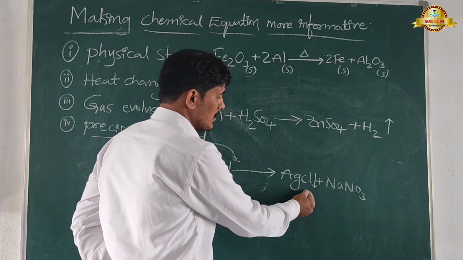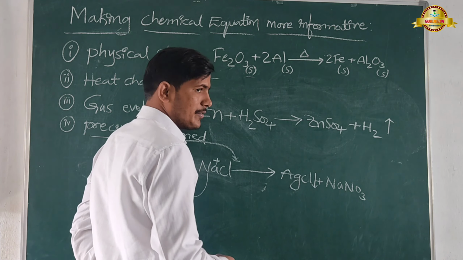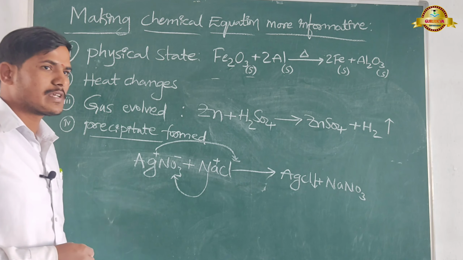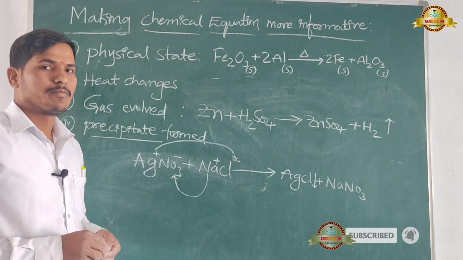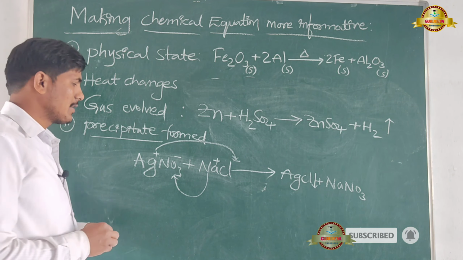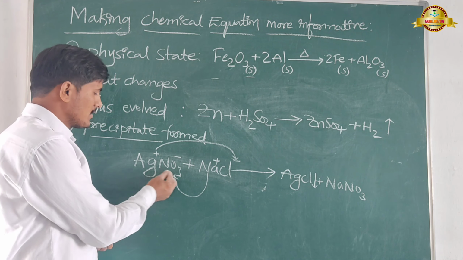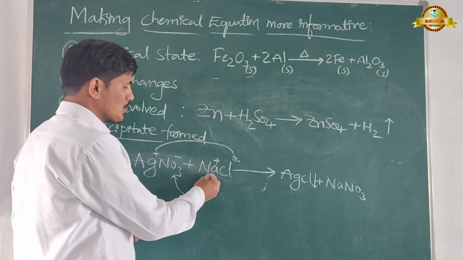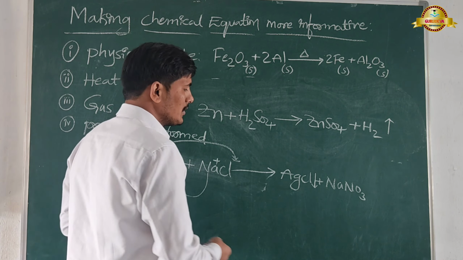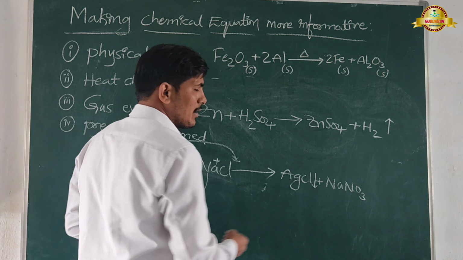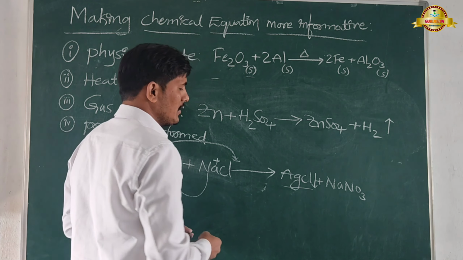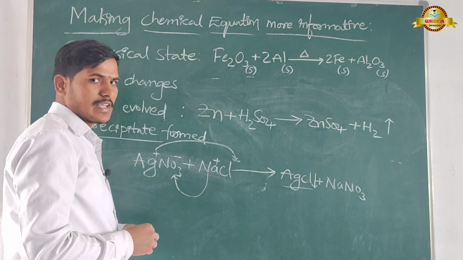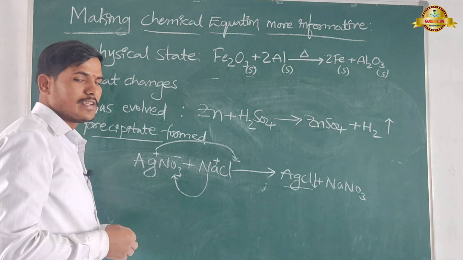Silver chloride is formed as a precipitate. Precipitate means an insoluble substance, which settles down in the apparatus in a chemical reaction. Once again, when silver nitrate is treated with sodium chloride, it will form silver chloride and sodium nitrate. Here silver chloride is denoted with a downward arrow mark, that is, it is formed as a precipitate in this chemical reaction.